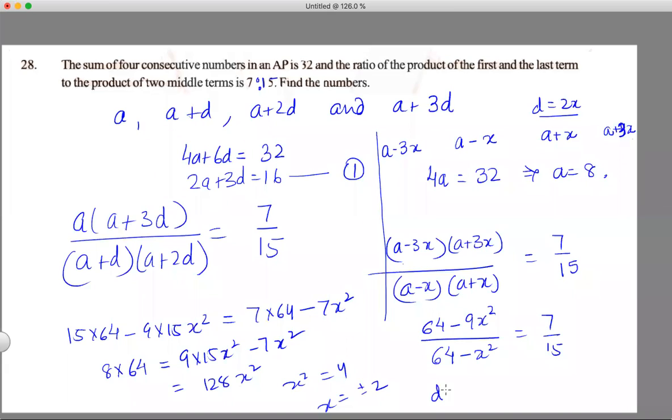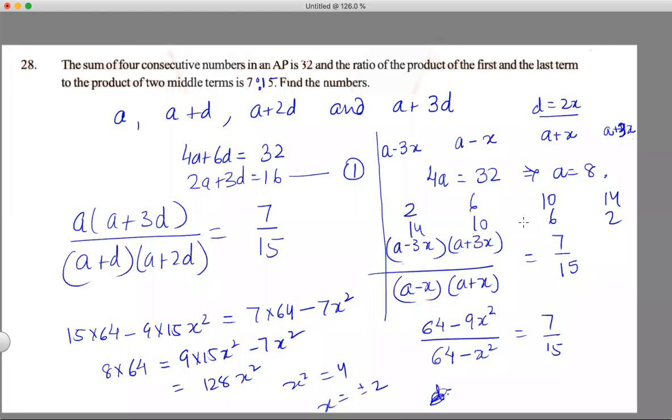So D is equal to, or we don't even have to find D. We just take any value, either plus or minus. Anyway, the numbers will be the same, right? They will just come in reverse order. Okay. So we go and put the value of plus 2. So this number will become 2, this will become 6, this will become 10 and 14. If we put -2, this will become 14, 10, 6, right? So both the sequences are the answer.